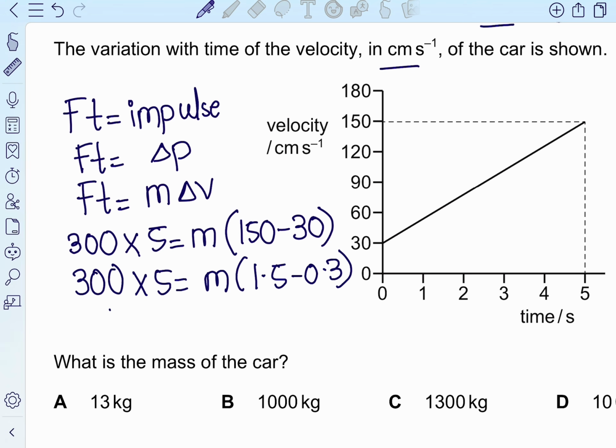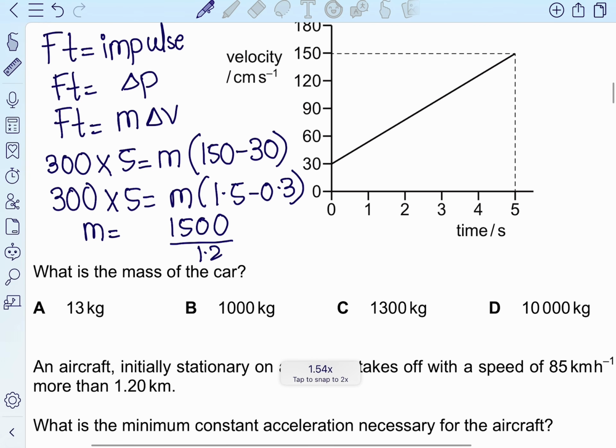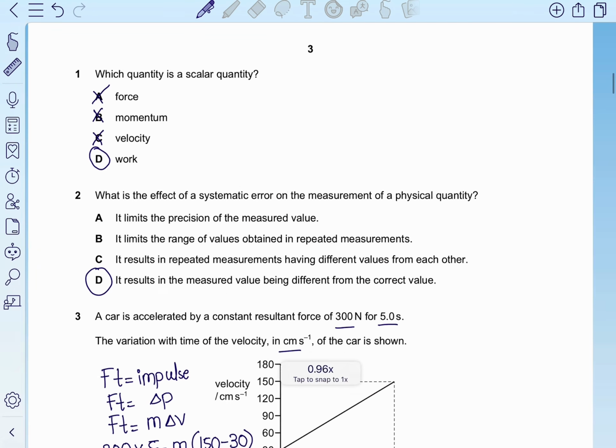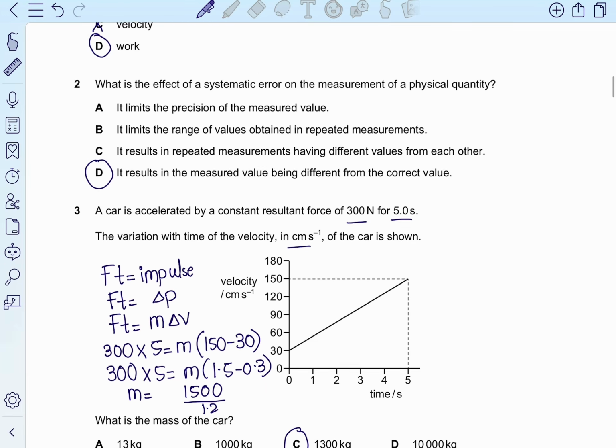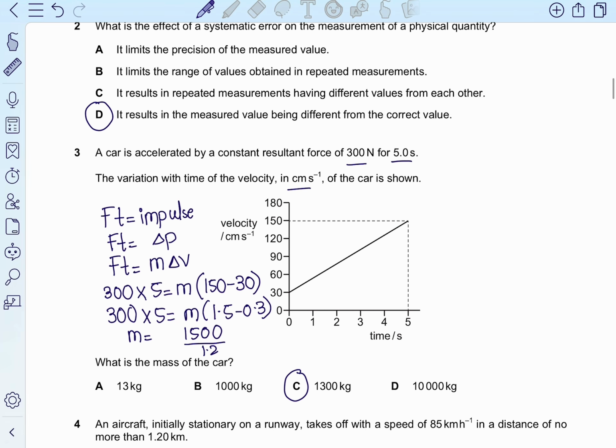So in order to find m now, what I need to do is 1500 over 1.5 minus 0.3, that's 1.2. Use a calculator. 1500 divided by 1.2 would give you 1250 kg, which can be rounded off to 1300 kg. So the answers for the first three questions are D, D, and C.